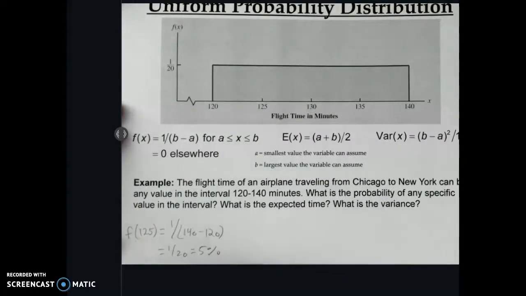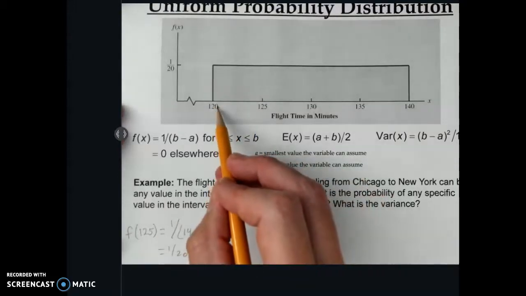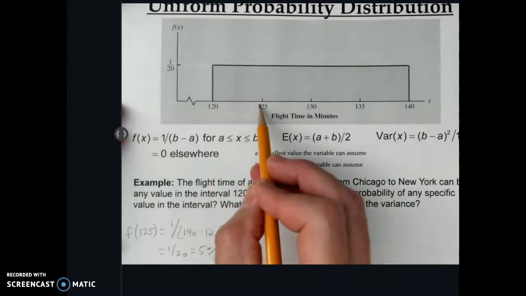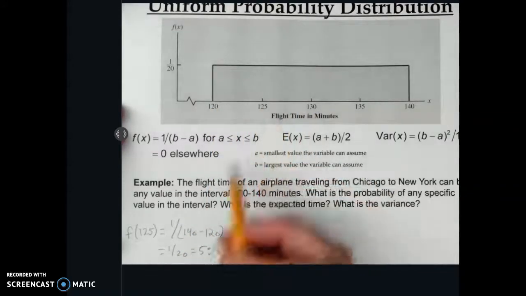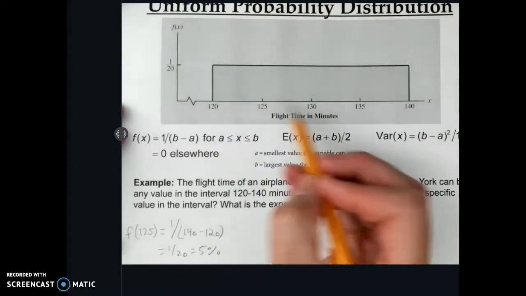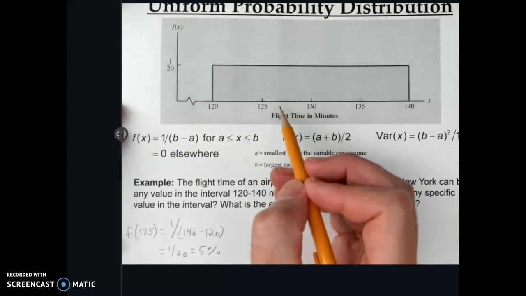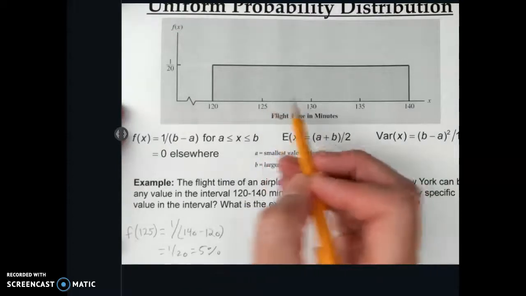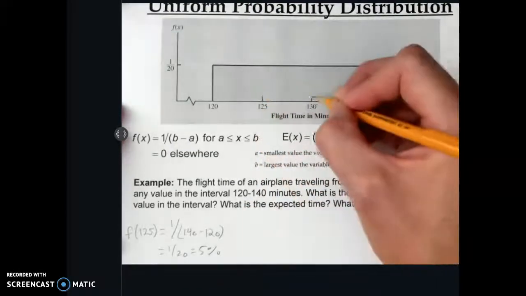Okay. Of course, what if you want to find the probability of a particular interval? Let's say we want to know the probability of getting a value between 125 and 130. Well, because we know the probability of every point is 5%, we just multiply it by the interval. The interval here is 5, so the probability is 25% that we get a value between here and here.